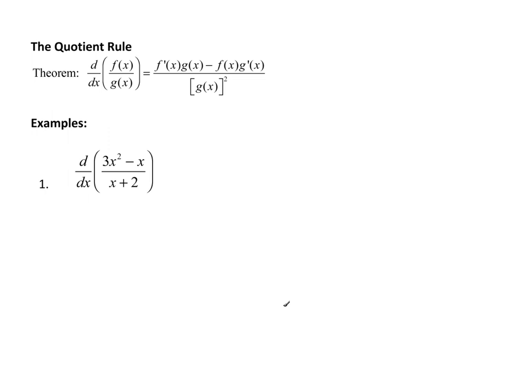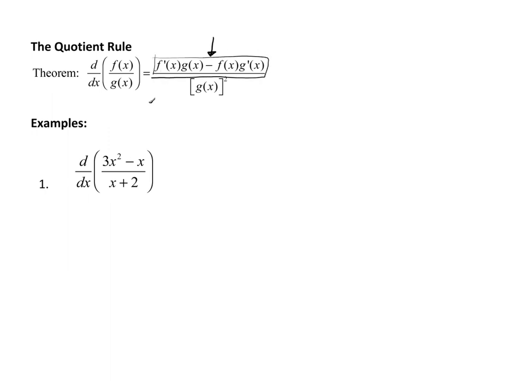The quotient rule is another rule for taking derivatives that you'll find extremely useful. The theorem says if I need to find the derivative of the ratio of two functions, f of x over g of x, it's simply equal to f prime of x times g of x minus, keep in mind that's a minus, I'll come back to that in just a second, f of x times g prime of x over g of x squared.